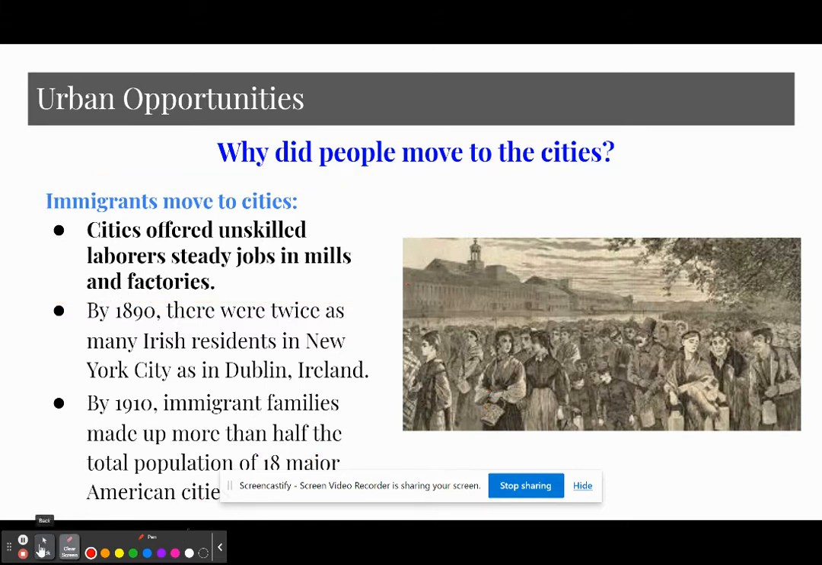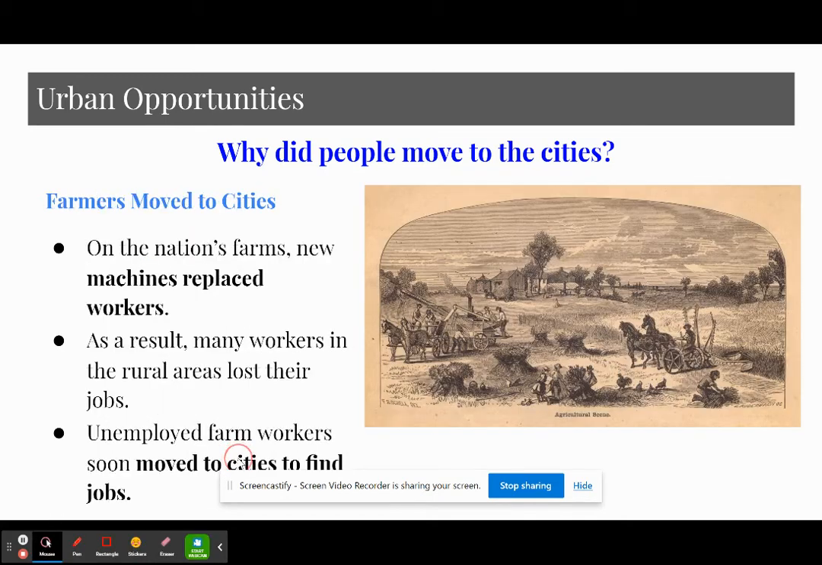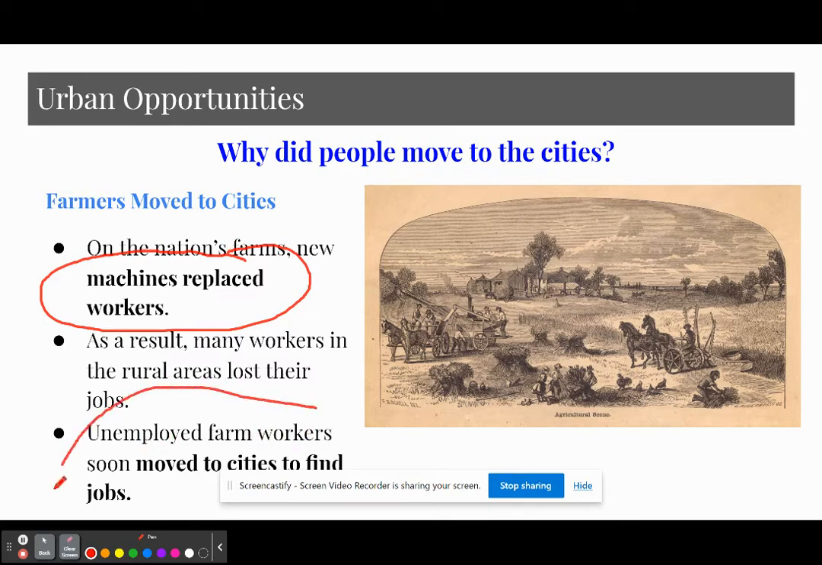Another group that settled into cities were farmers, and we know this from looking at our module earlier on in the last unit in 1A2. So farmers moved to cities because machines replaced the workers, and therefore unemployed farm workers moved to the cities to find jobs.